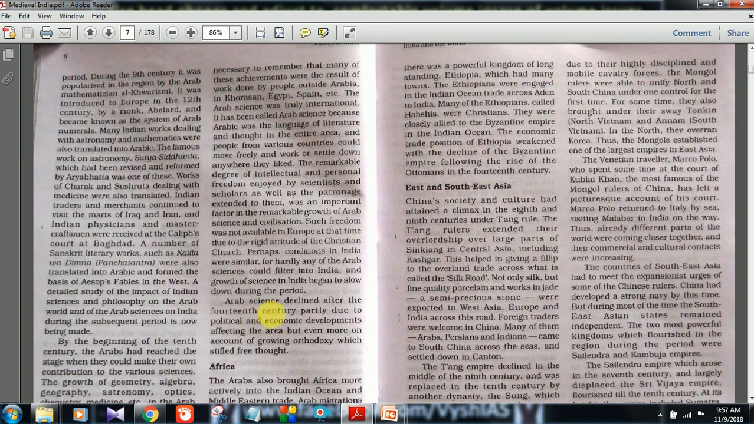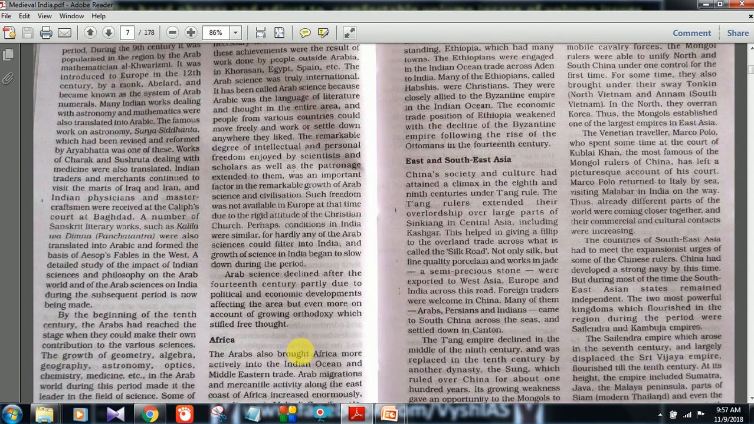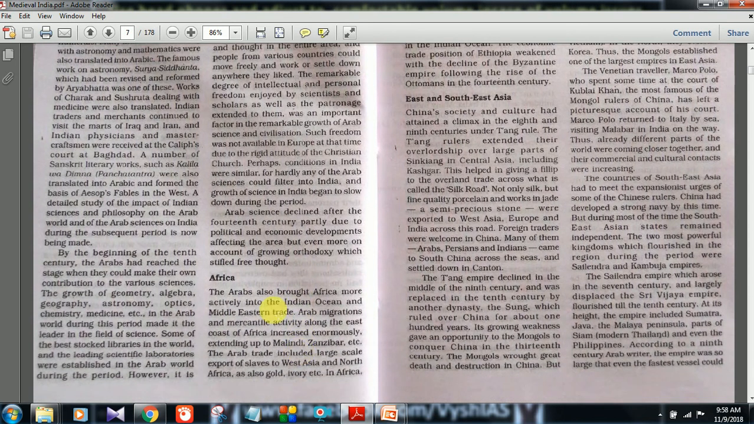Arab science declined after the 14th century, partly due to political and economic developments affecting the area, but even more on account of growing orthodoxy, which stifled free thought. So when religion comes high, science will obviously go down. That is what happened. That was one of the reasons. So we saw Europe, we saw Arab.